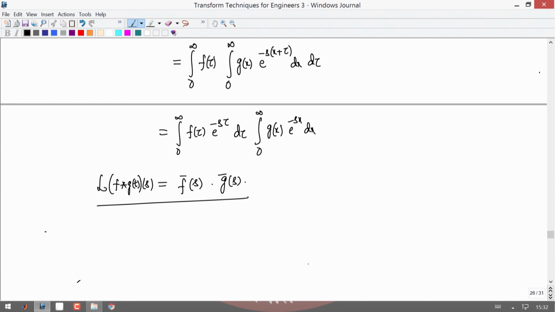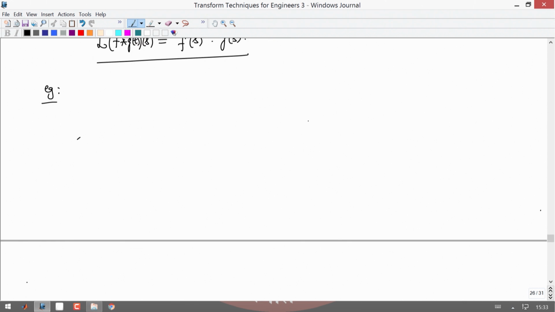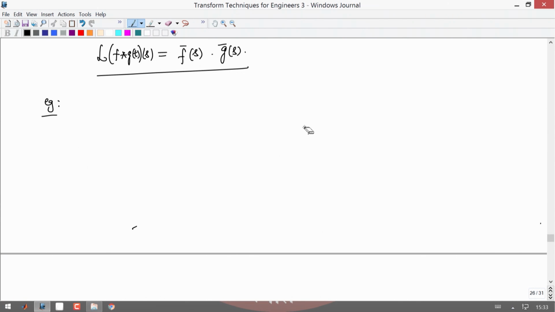So, using this property we can do some examples, we can evaluate some nice relation between the beta function and the gamma function. Let me use that. You can make use of this convolution to do many problems. So, the first example that I want to do here is a relation between the beta function and the gamma function.